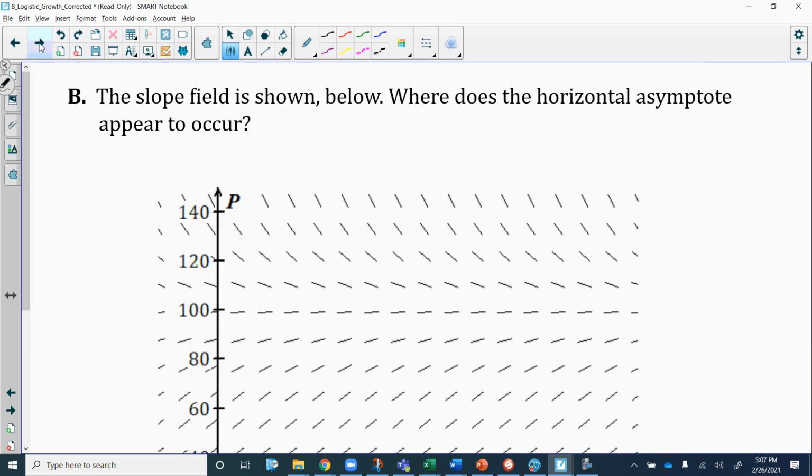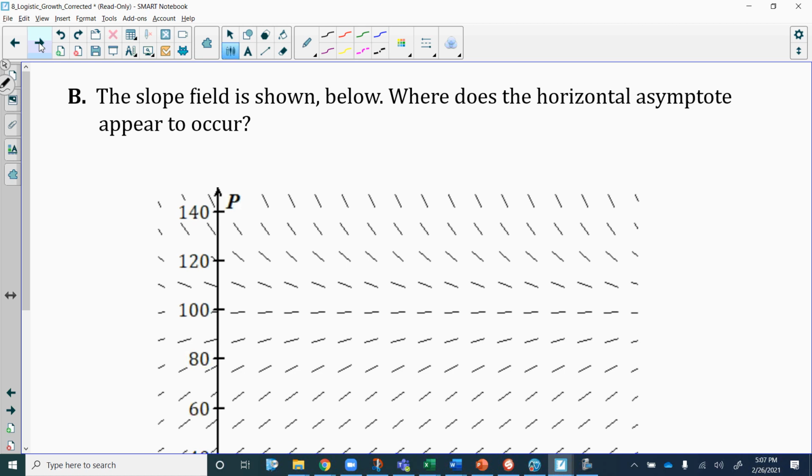So what it says, and I don't know why the graph is being put here, I don't know why the slope field is given to us here. But part B, the slope field is shown below. Where does the horizontal asymptote appear to occur? That makes sense while we're looking at the graph here.